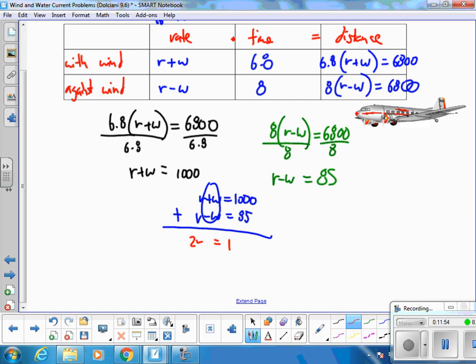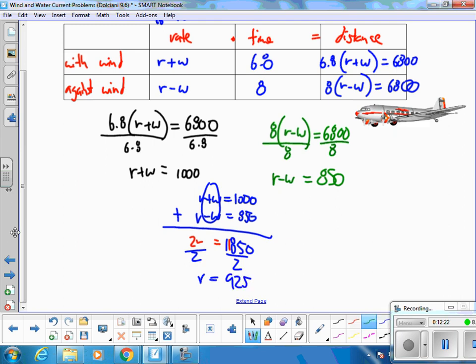I'm missing a number here. That should be there. Yeah, there we go. That looks right. Yep. 2r equals 1,850, right? Yeah. There it is. And it's blue now. Nice. That's right. Because my rate ends up being 925.